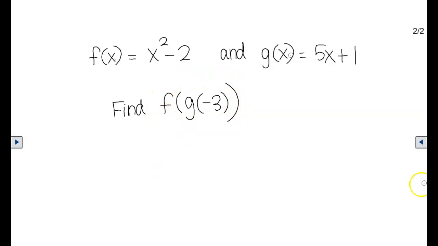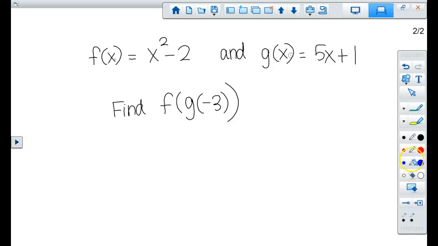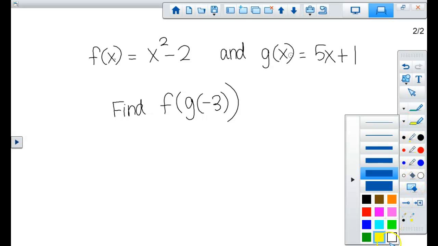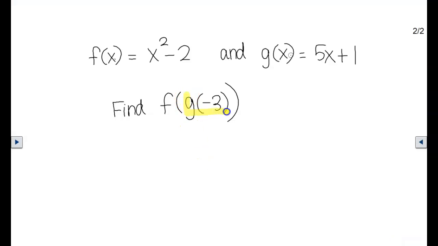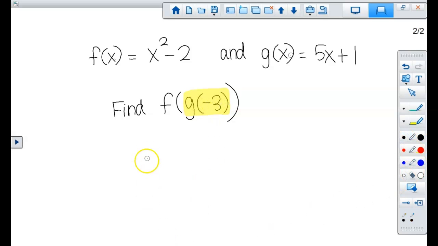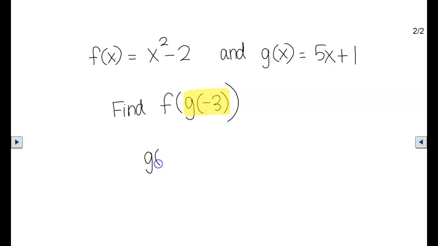It's a problem where we are going to be combining 2 functions. Now I want to remind you how this goes. When we're doing a composition of function problem, we always start with that innermost function. So on this problem, the first thing that I will calculate is g of negative 3.